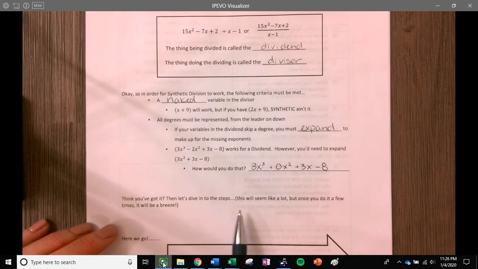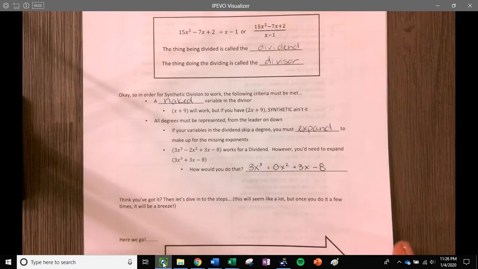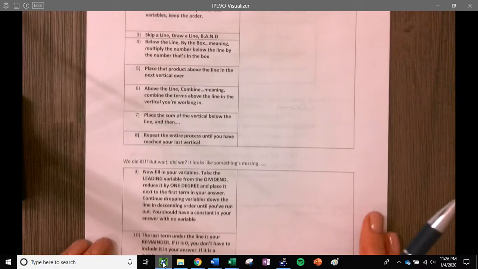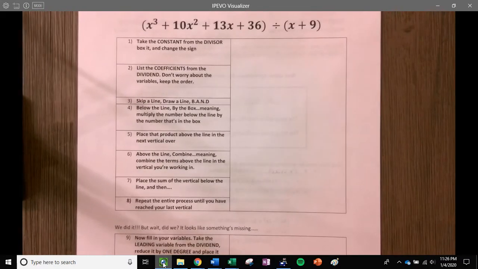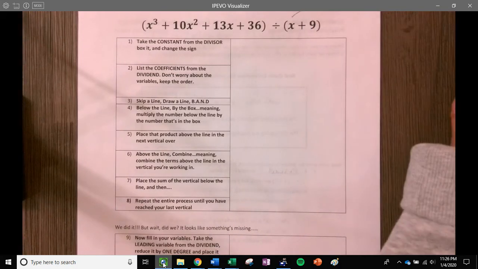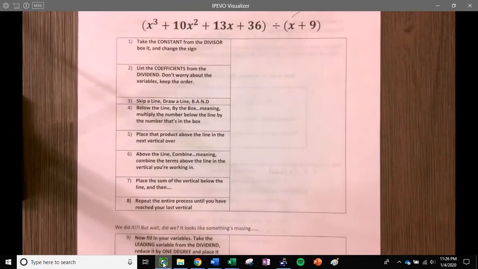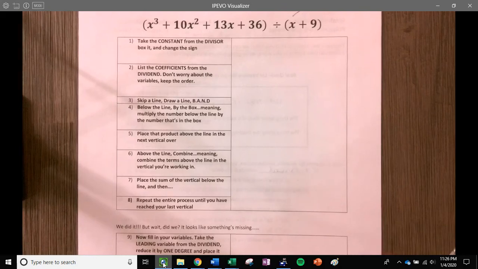Okay, so once we've checked for those red flags, now we're going to jump right into the steps. I put a little disclaimer here. It will seem like a lot, but once you do it a few times, it will be a breeze. So here we go. Here's our example. I put this nice and big. X to the third plus 10x squared plus 13x plus 36 divided by x to the ninth. All right, we've got a naked variable, and I've got 3, 2, 1, 0. All of my degrees are represented. This will work perfectly. We're going to jump right in.